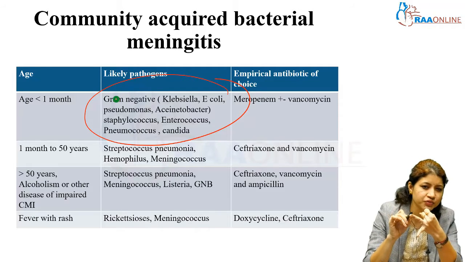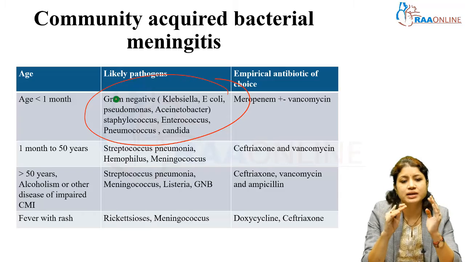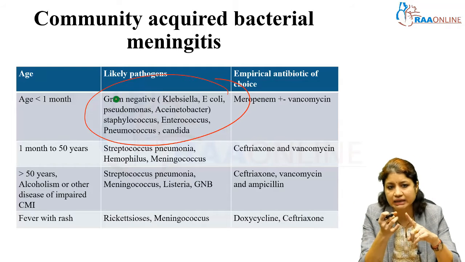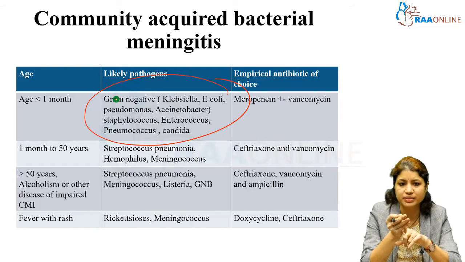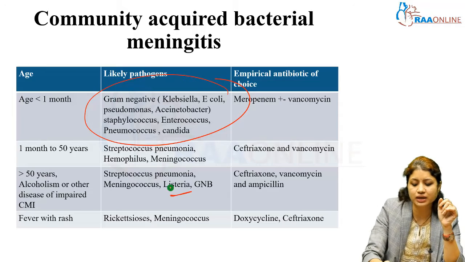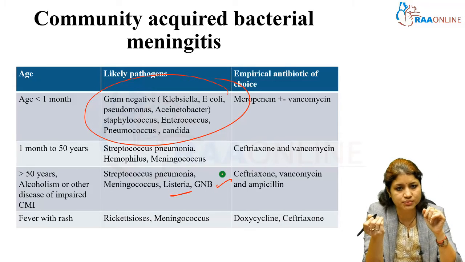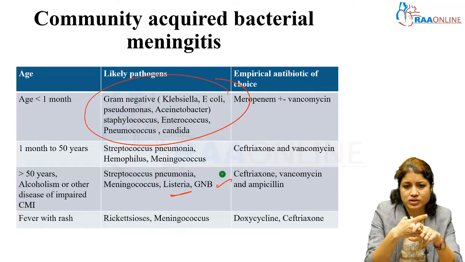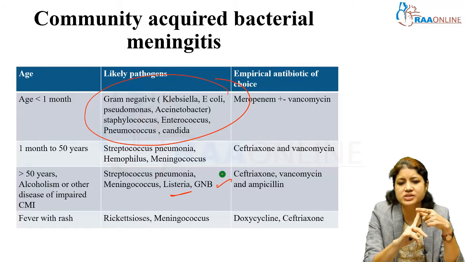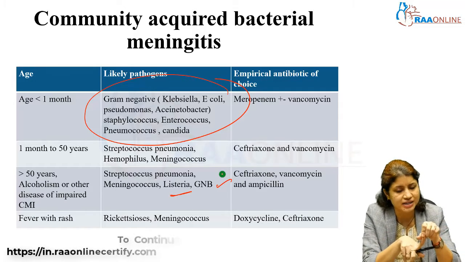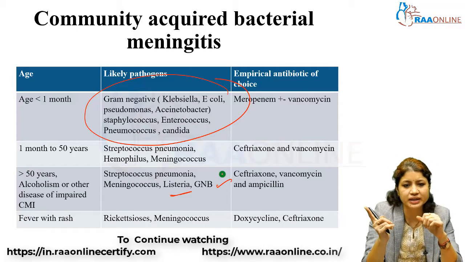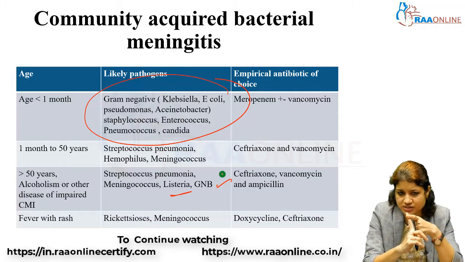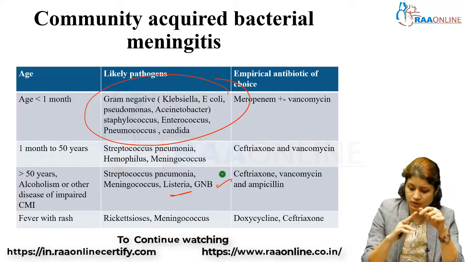Streptococcus pneumoniae, Haemophilus or meningococcus. If considering the elderly, alcoholism or an impaired cell-mediated immunity, think of Listeria. GNB also can come sometimes in them, or if there is a hospital-acquired infection. If you happen to see a fever with rash with an altered sensorium, keep an atypical organism in mind like rickettsiosis and also meningococcal meningitis.